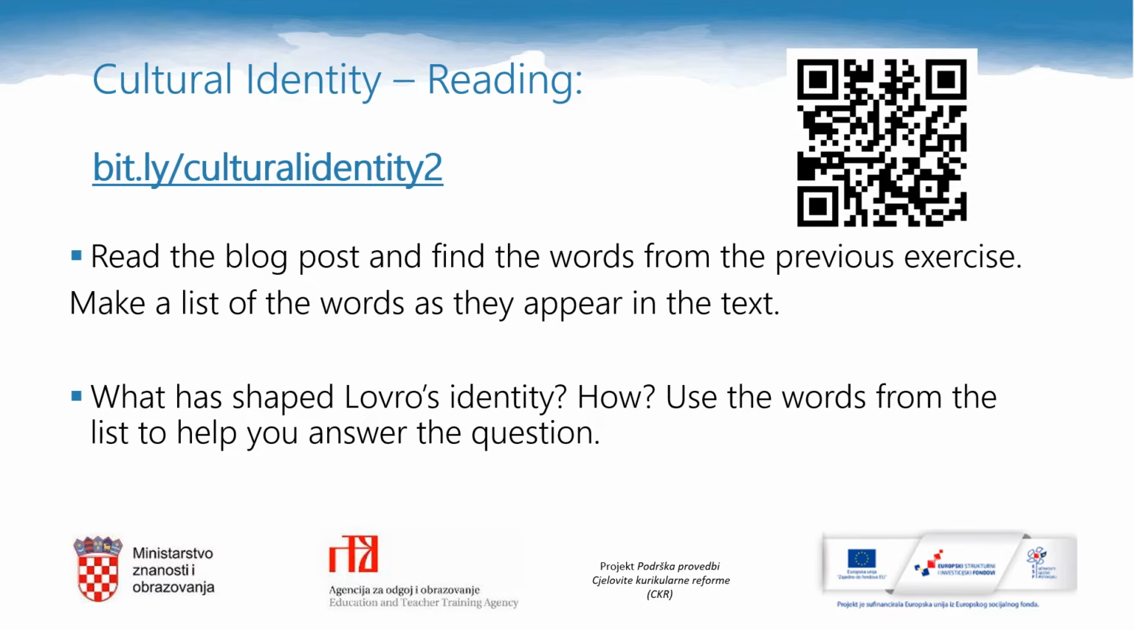Finally, answer the questions. The text is about a boy named Lovro. What has shaped his identity and how? Use the words from the list. They will help you answer this question.